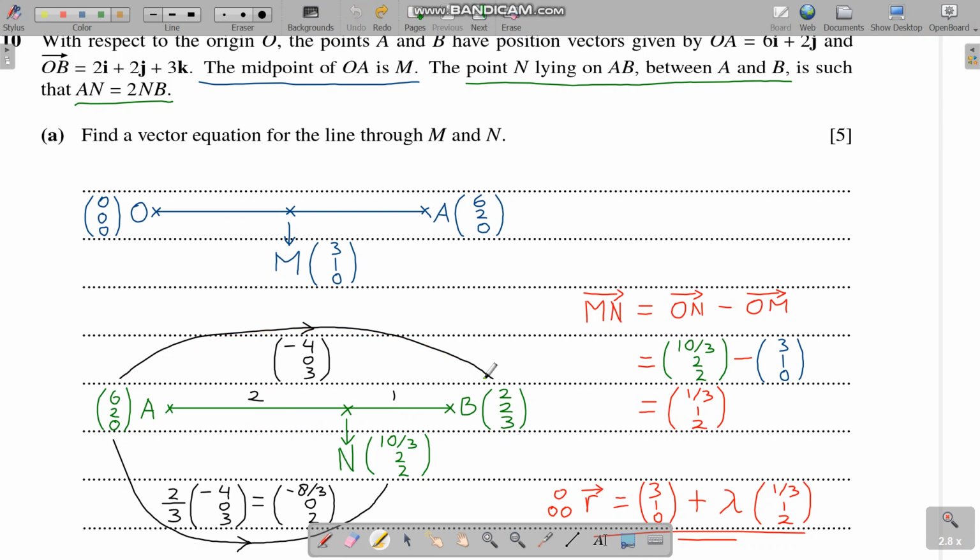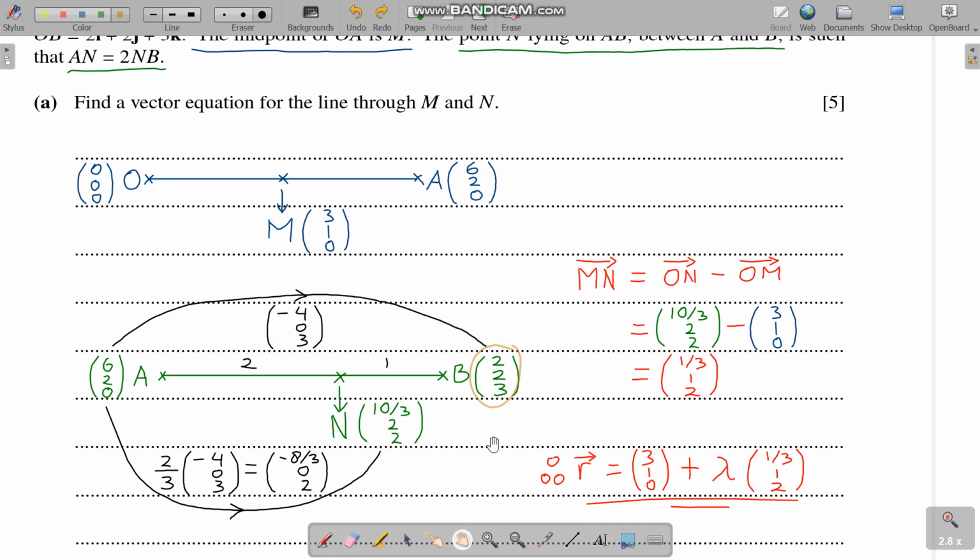So what is the process as you go from A to B? From 6 to 2, that's minus 4. So that's the vector AB. From 2 to 2, that is 0. From 0 to 3, the process is plus 3. Or you can just subtract B minus A, and you get AB.